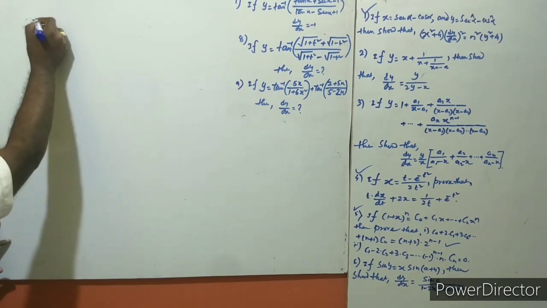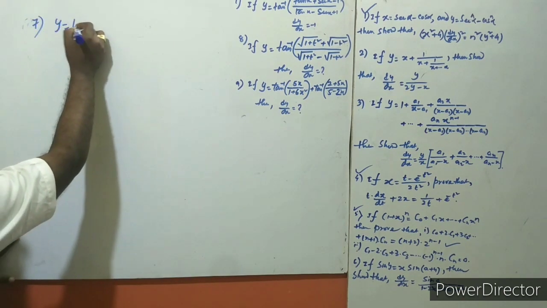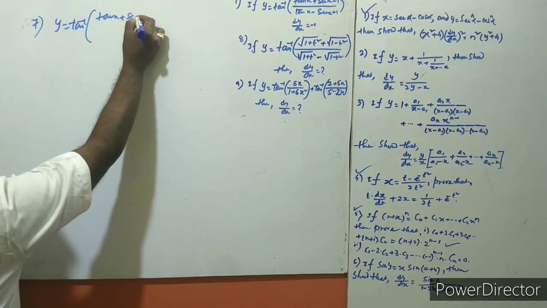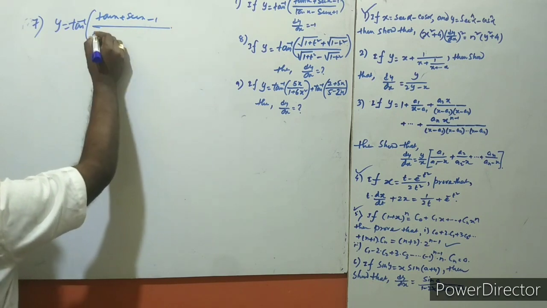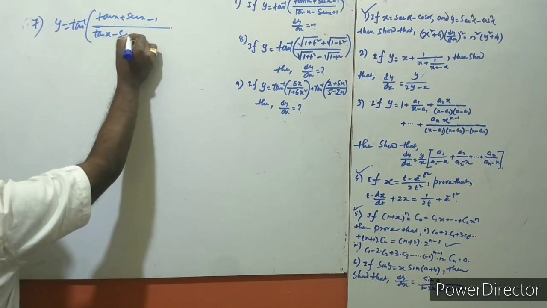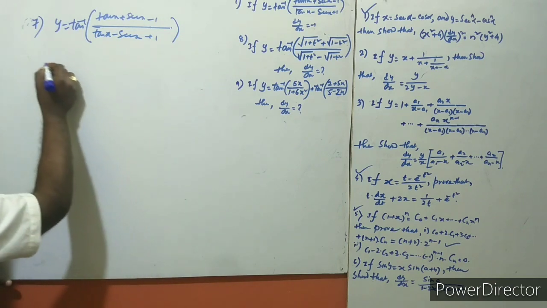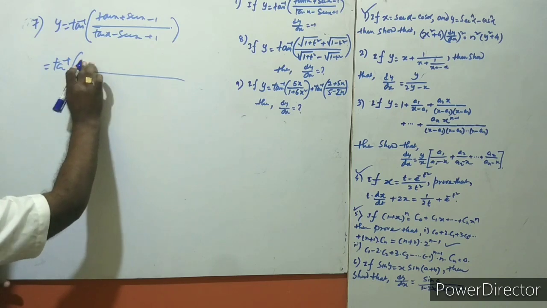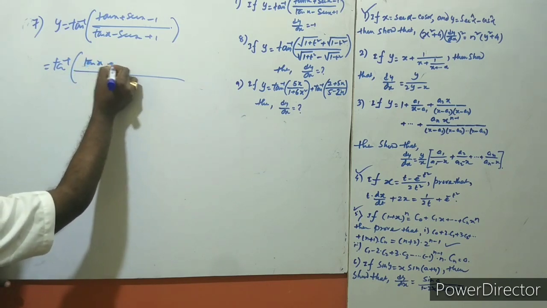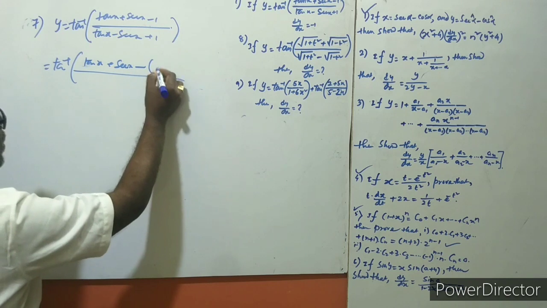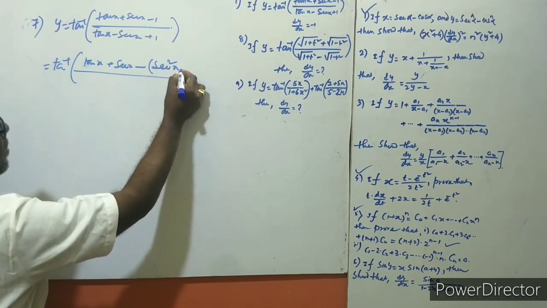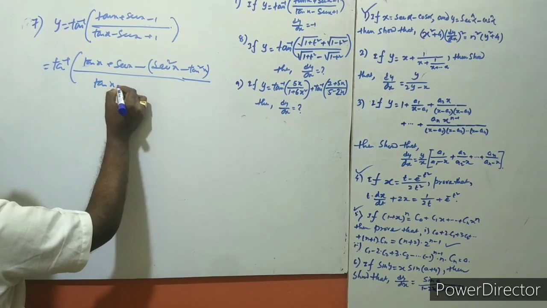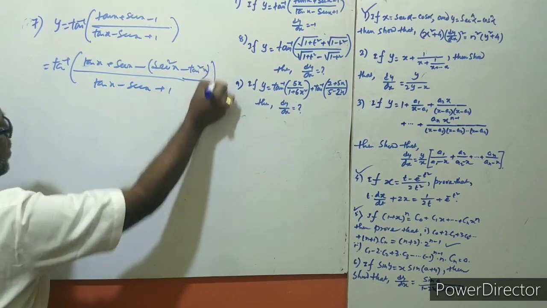Now see for number 7. Here y is equal to tan inverse of (tan x plus sec x minus 1) by (tan x minus sec x plus 1). See the technique here: this is tan x and this is sec x. In place of 1, we can represent sec square x minus tan square x. Now we have tan x minus sec x plus 1.